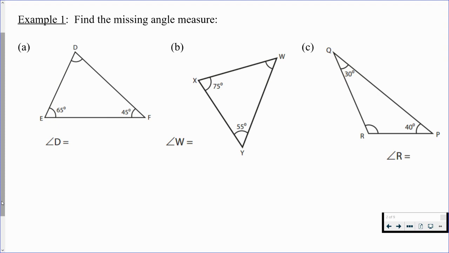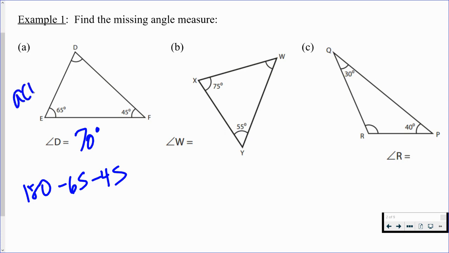Example one, part A. We have two angles. We have 65 and 45 degrees. We want to find that third angle. So we got to take 180 and we're going to subtract 65 and 45 in order to get the measure of angle D. If we take both of those away from 180, we would get 70 degrees. So angle D is 70 degrees, and we would call this, all three angles are acute, so this is an acute triangle.